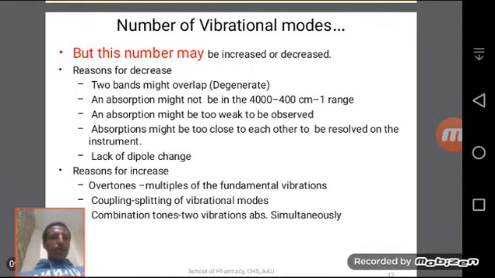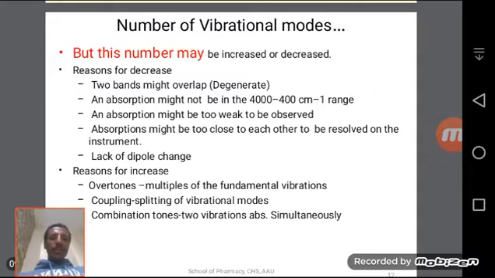each other to be resolved on the instrument. That means 2 of the bands are too close to each other. They are not resolved by the instrument and are considered as one band. And lack of dipole moment: as we have said previously, for IR radiation to be absorbed, there must be a net dipole moment in the covalent bond of the interacting atoms.